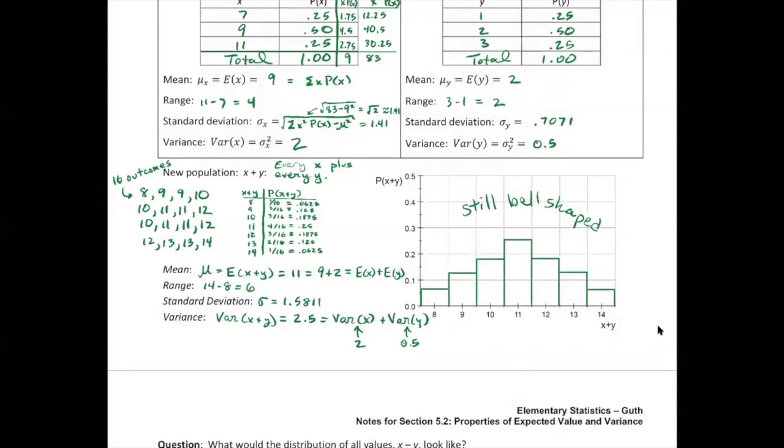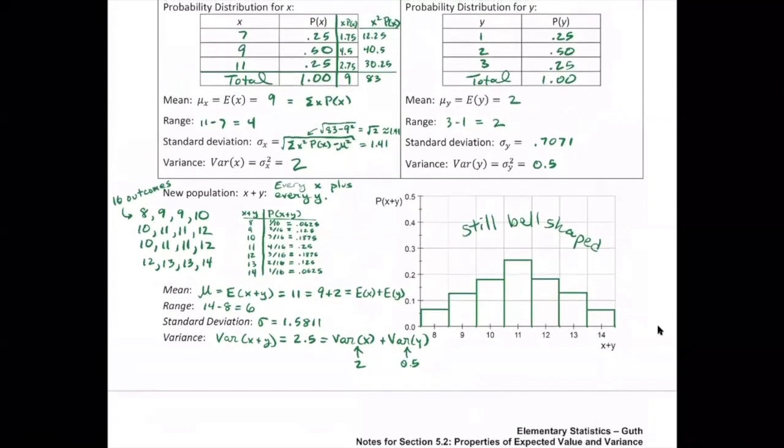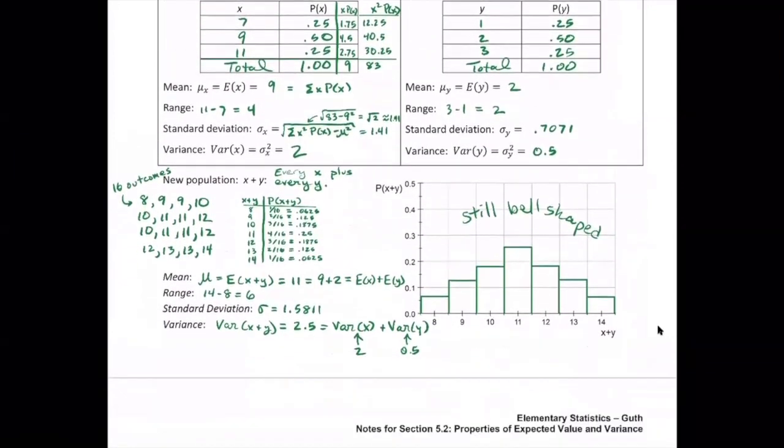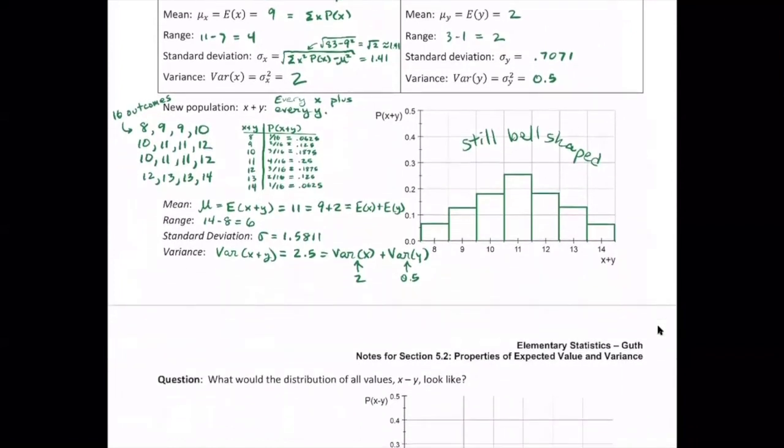It's not true for the standard deviations though. If you add the standard deviations, they do not add up to the standard deviation for X plus Y. So standard deviation sort of gets pushed off to the side. Mostly we think of standard deviation as being the square root of variance, and variance has really helpful properties.